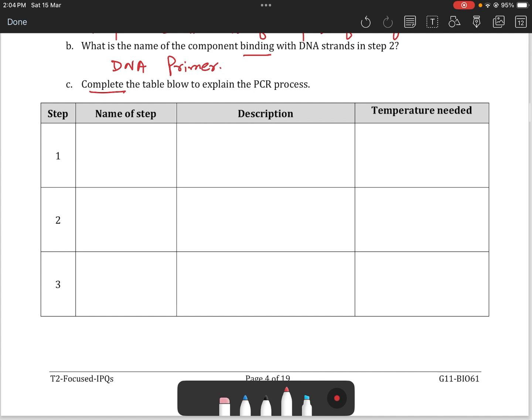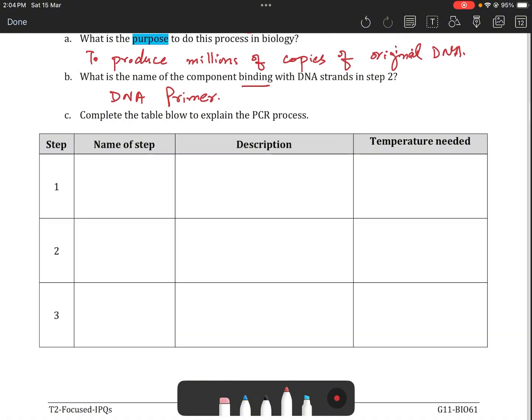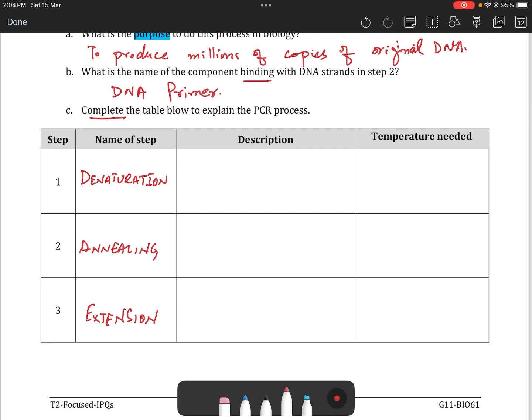Okay, complete the table below to explain the process of PCR. So I told you step number 1, name the step. Step number 1 is denaturation. Step number 2, annealing. Step number 3 is extension. Step number 1, what's the description that's taking place over here? The two strands of the DNA are separated.